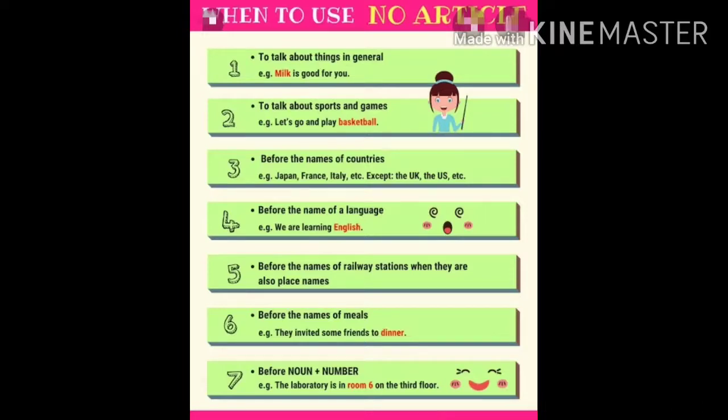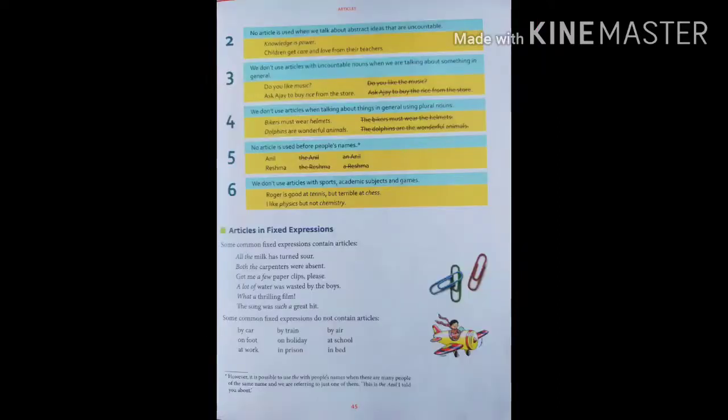Fifth point, before the names of railway stations when they are also place names. Sixth point, before the names of meals. Example, they invited some friends to dinner. And seventh point which we have to keep in mind, before noun plus number. Example, the laboratory is in room 6 on the 3rd floor.